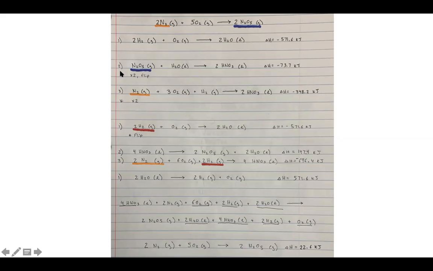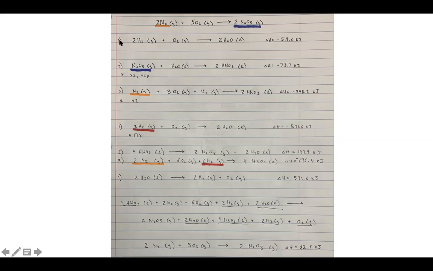Now, equation 2 and equation 3, we multiplied the entire equation by a coefficient, 2 in each case. Whenever you multiply an equation by a coefficient, you have to multiply your delta H by the same coefficient. So for sub-equation 2, for example, we had to flip it and multiply it by 2. And so our manipulation to delta H, we should have doubled it and changed the sign. And you can see down here, that's exactly what we did. It is positive 147 kilojoules. And so we made those changes.